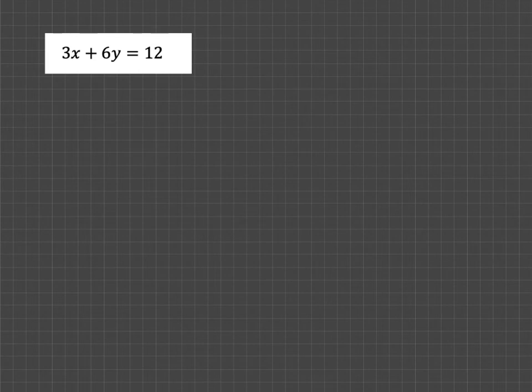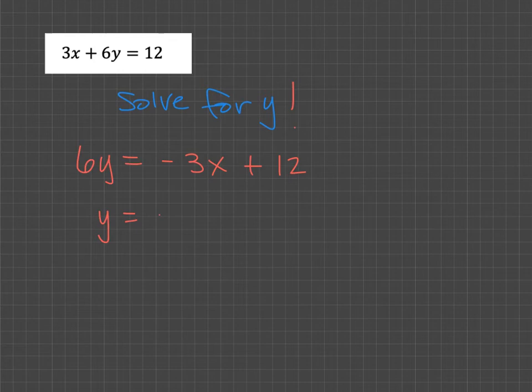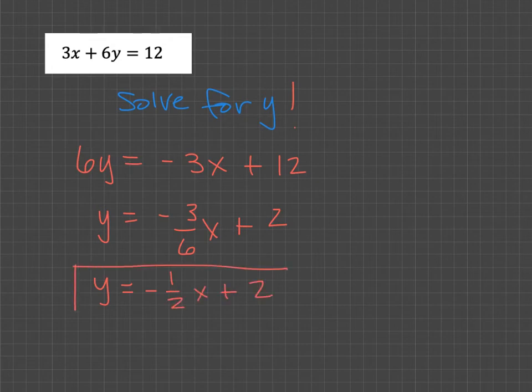And what is our first step? Hopefully this is what you are thinking. We want to solve for y. It's really that simple as our first step. So to solve for y, we are going to subtract 3x from both sides and then divide by 6. So we're going to have negative 3 over 6 times x plus 12 divided by 6 is 2. And then we can reduce that negative 3/6 to negative 1/2 x plus 2. All right, so this is what we get when we solve for y.